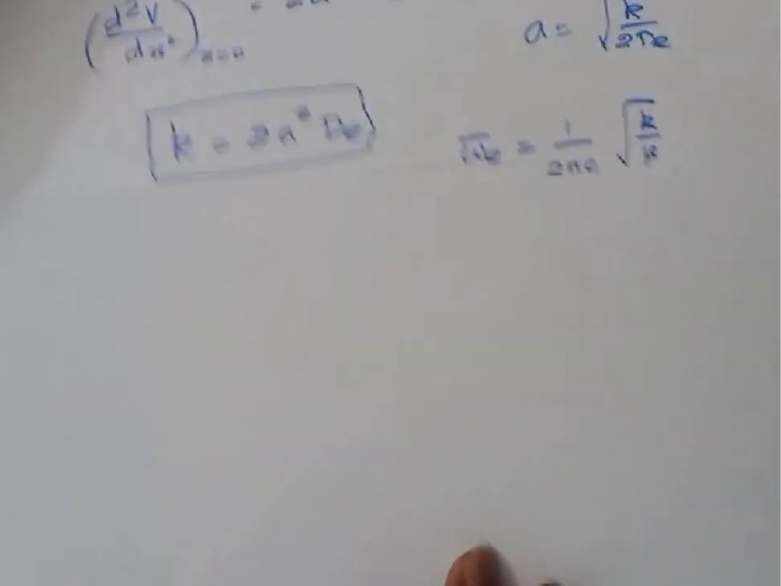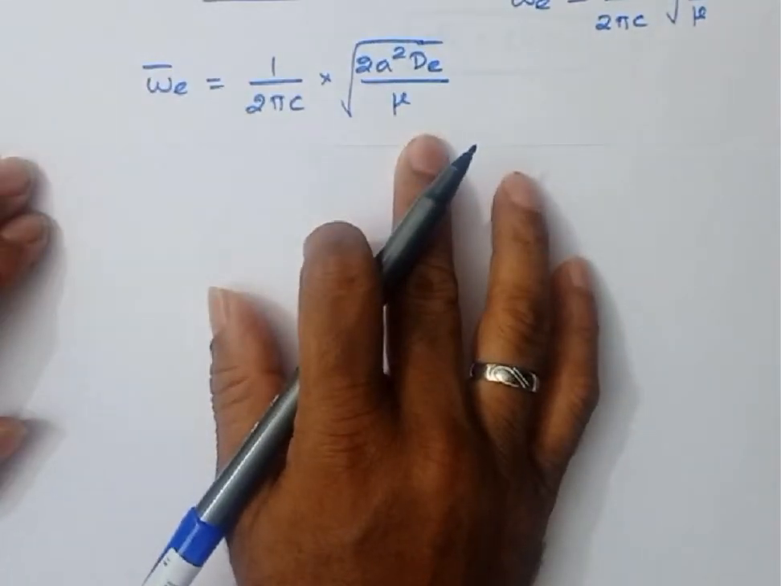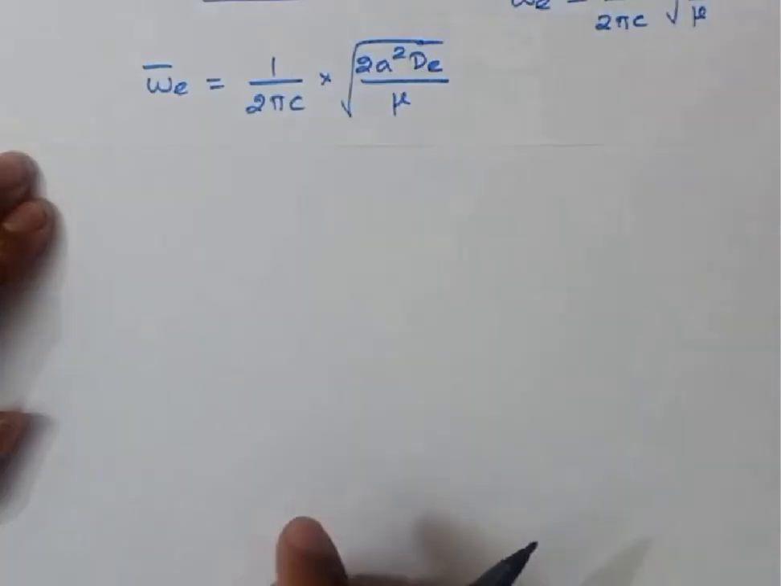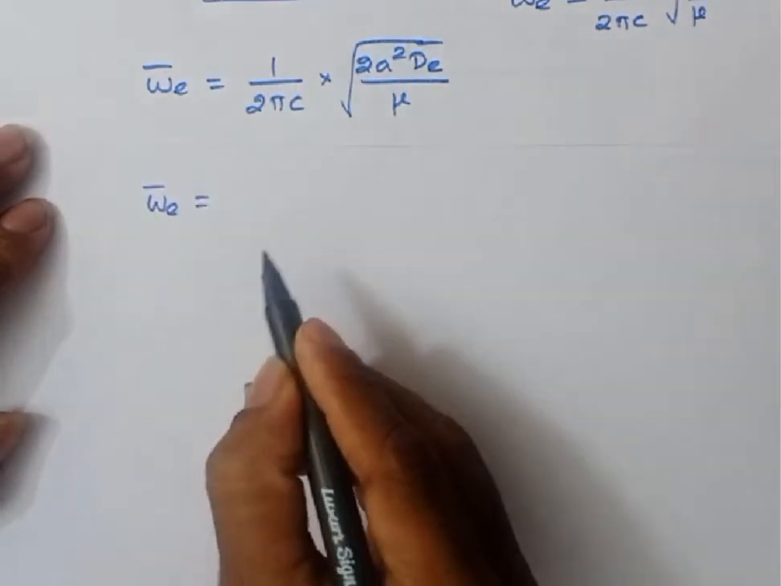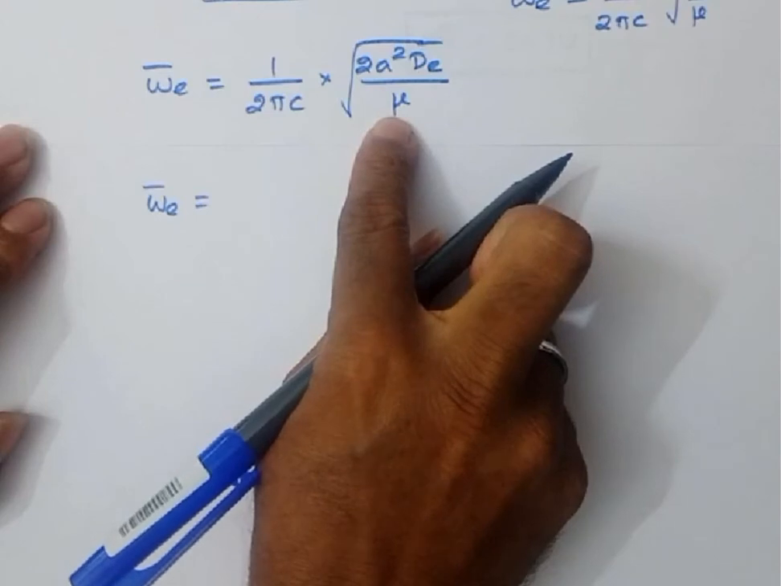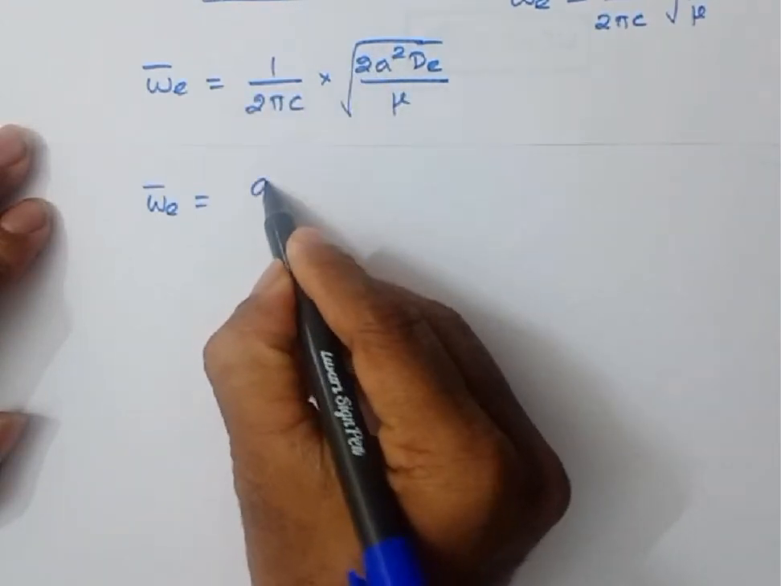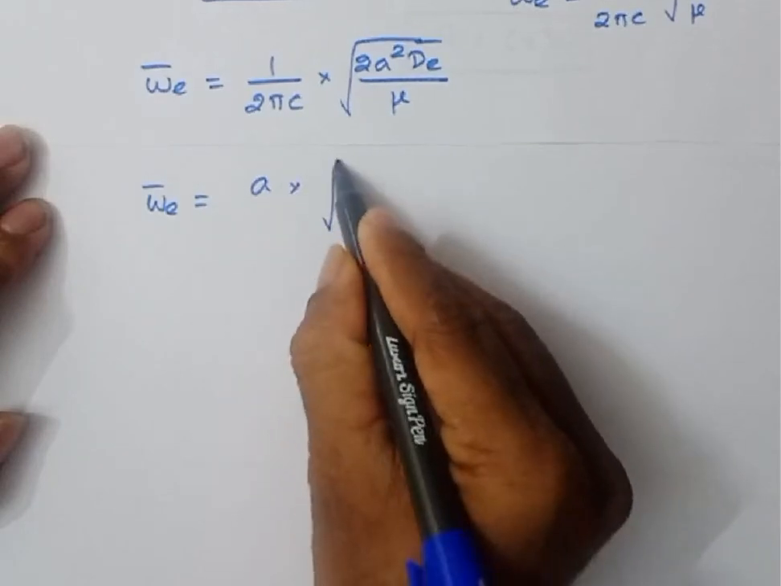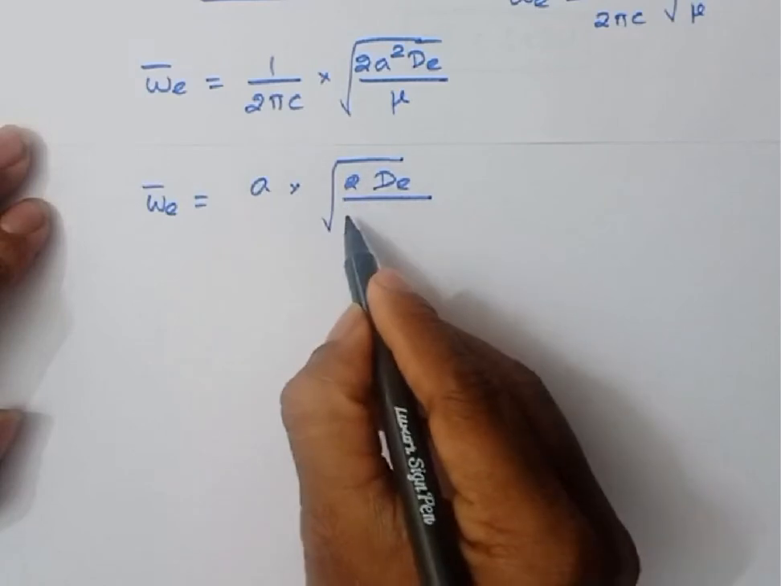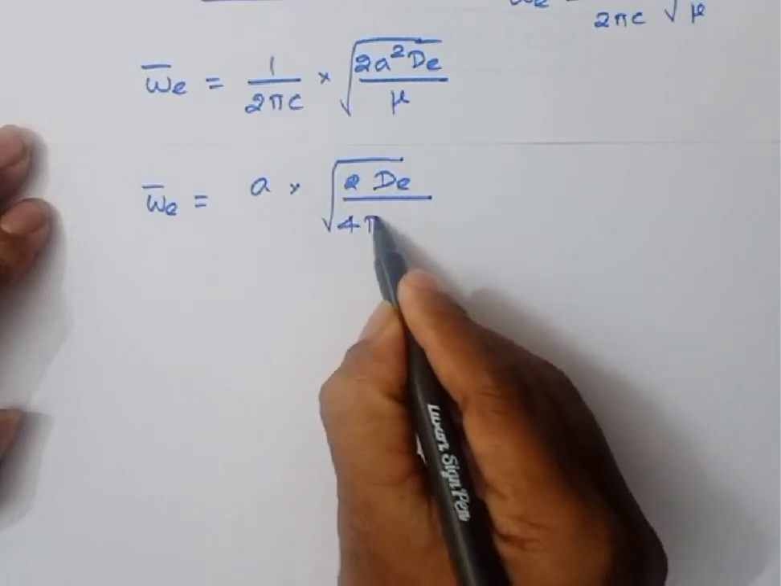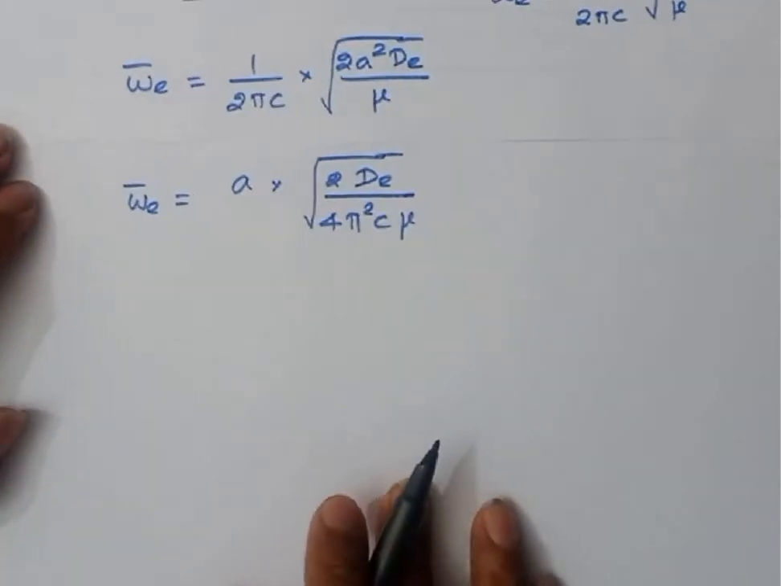Take two. So I can write the expression for equilibrium vibrational frequency as, listen, omega e bar equal to, I'll bring this 2 pi c inside the square root, and I'll take a square out. So the square root of a square is a, into the square root of 2 dE by 2 square, which becomes 4 pi square c square mu.